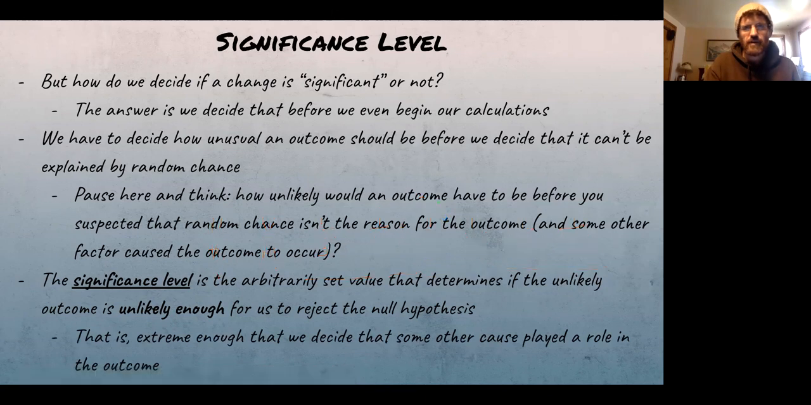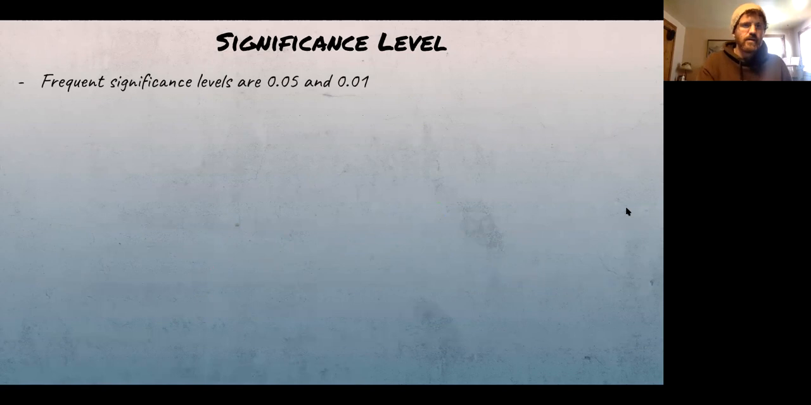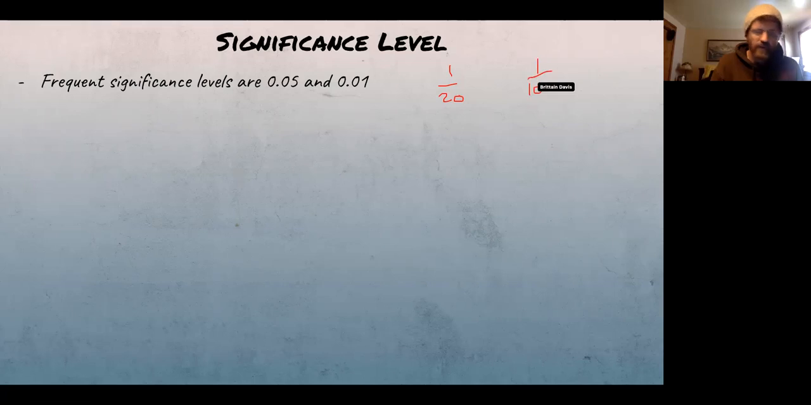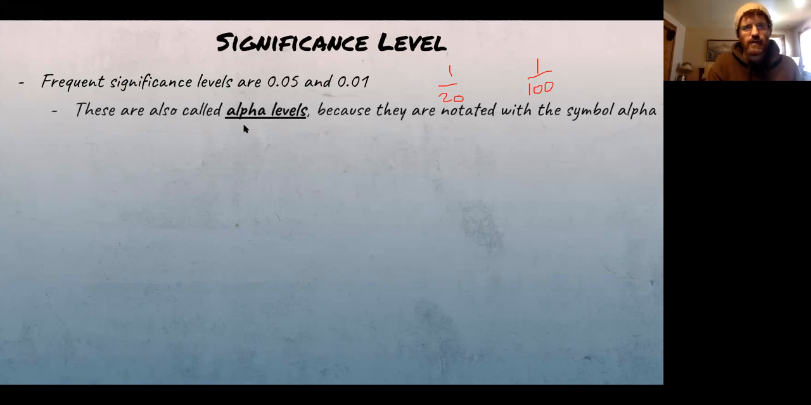And some of you might have already seen what the common values are, and we're going to see those now. So frequent significance levels are 0.05 and 0.01. So basically a 1 in 20 chance, which is where a lot of you kind of put your dots, and then a 1 in 100 chance. And it depends on the situation which one we want to use. So we can put this into context. Now, these are called alpha levels also, but an alpha level and a significance level is the same thing. It's just there's two different terms.